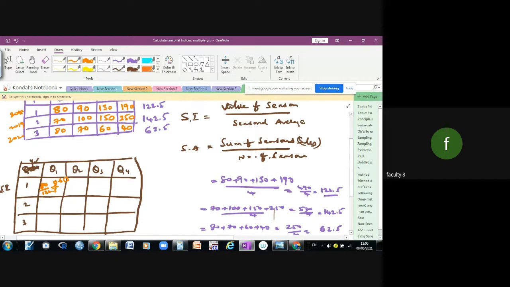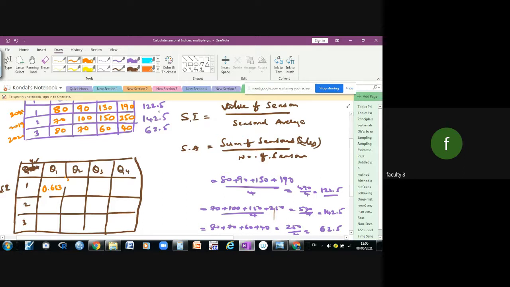Instead of writing 80 by 122.5, if you are not able to understand, you can write it out. The table is big, so I am going to remove this one and write directly here. So 0.653. If you are not able to understand, it is 80 divided by 122.5.